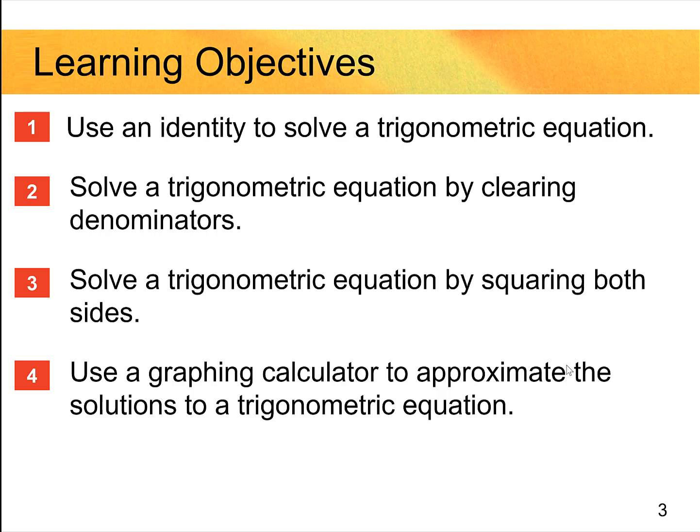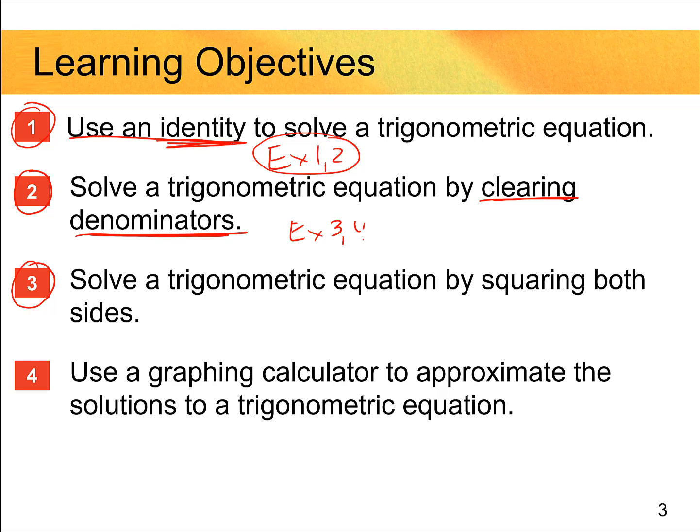So let's begin here. The first three deal with the methods of doing it. So one way is to use some identities. Use an identity to solve the trig equation. In fact, exercises 1 and 2 deal with that. The other method of doing it is to clear denominators. What it means to clear denominators as far as trig functions are concerned, we are going to deal with exercises 3 and 4 to help us with that.